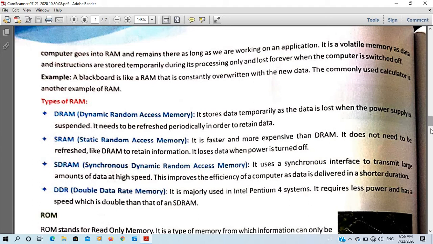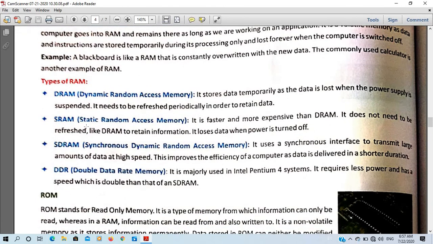Now RAM is of the following types. You can see RAM is of 4 types: DRAM, SRAM, SDRAM, and DDR, where DDR means double data rate memory. I'm explaining one by one all these 4 types of RAM, random access memory. So first of all, dynamic random access memory.